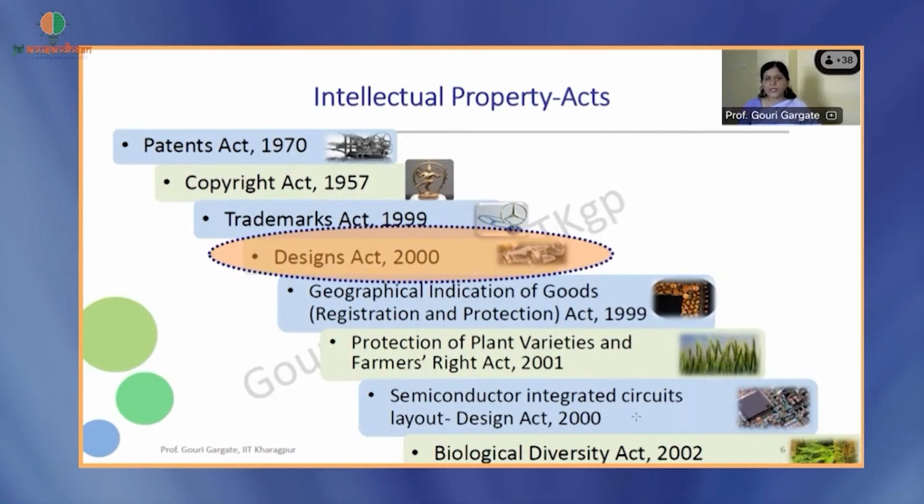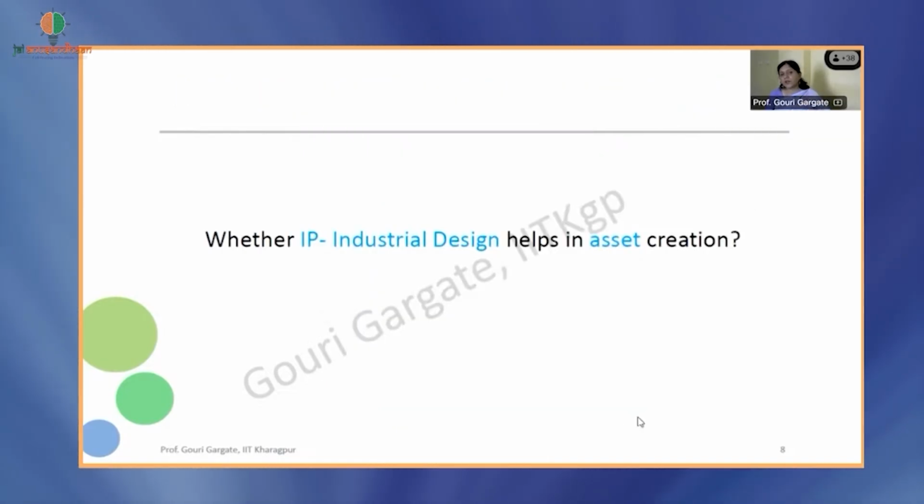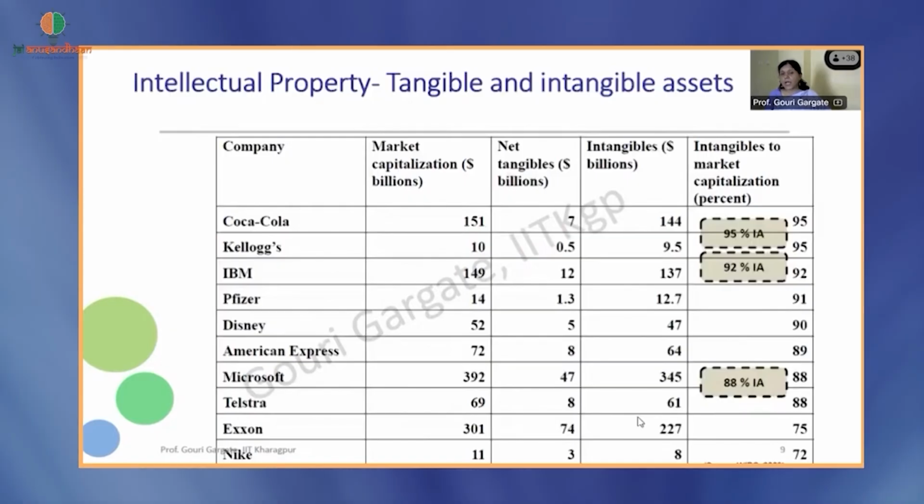Next, I'm showing you one map, and here it shows mithai, which is particular to different states of India. We will come back to this at the end, and I want to know from you whether design registration is possible with this particular aspect, that is, mithai. Now, when we are talking about a design, can it become an asset? I'm just sharing an example with you.